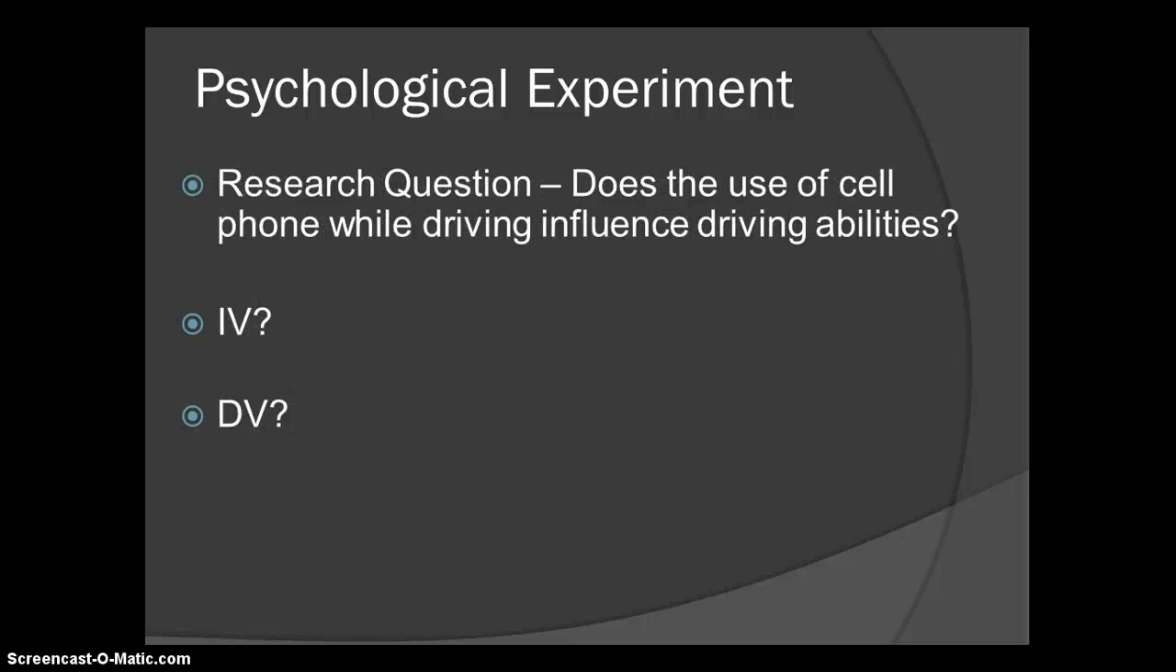So, for example, a research question, and that's usually the question that we're interested in asking. For example, does the use of a cell phone while driving influence driving ability? What is our IV? It's the cell phone use. What is our dependent variable? Driving abilities. So in this case, we're interested in seeing whether you use your cell phone or not while driving can influence your driving abilities.